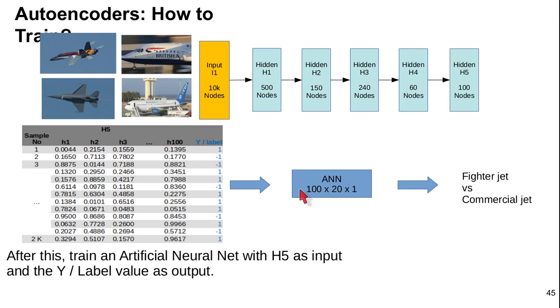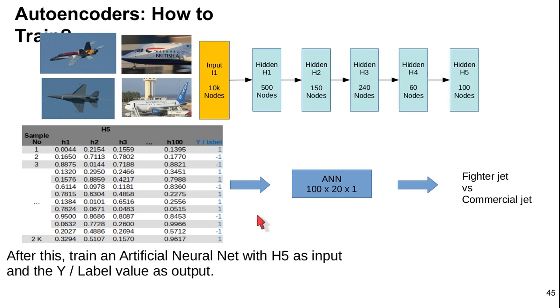We can build an artificial neural network having the configuration 100 input nodes, 20 hidden nodes, and 1 output node, and this should be able to take as input these feature values and generate our label +1 for a fighter jet and -1 for a commercial jet. The ANN can be trained using this dataset.